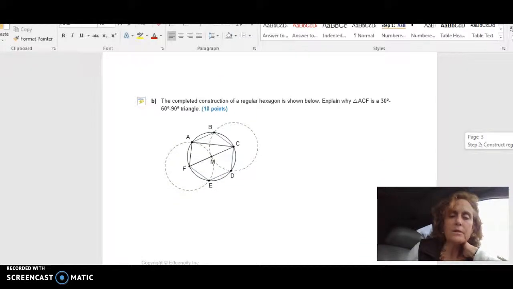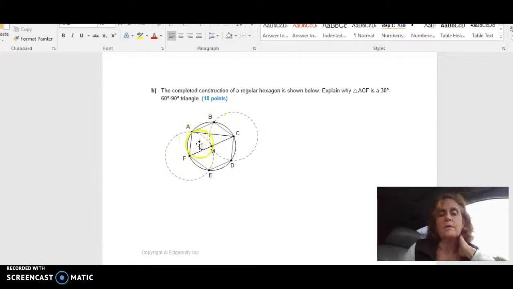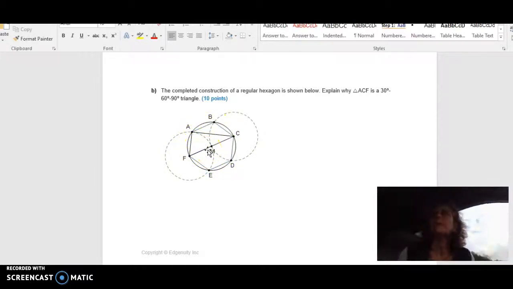The completed construction of a regular hexagon is shown below. Explain why it is 30, 60, 90. So here we have ACF. So you have to think about a regular hexagon. There are 6 sides on a regular hexagon.